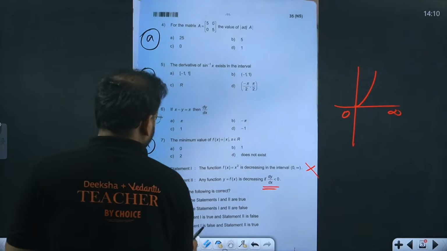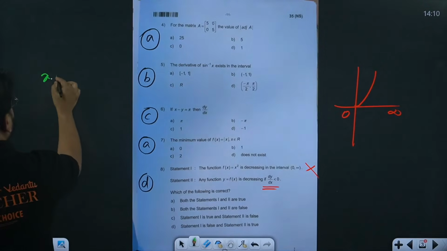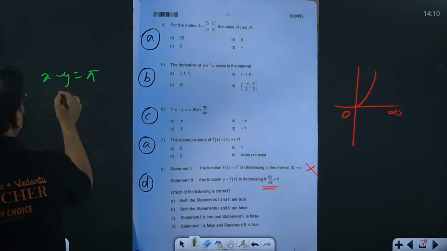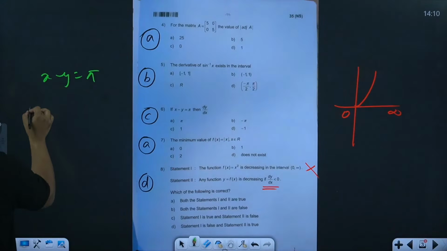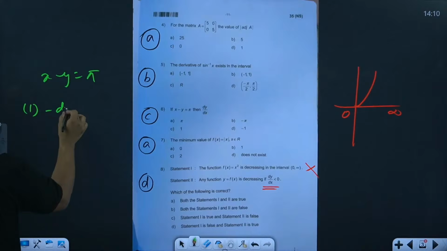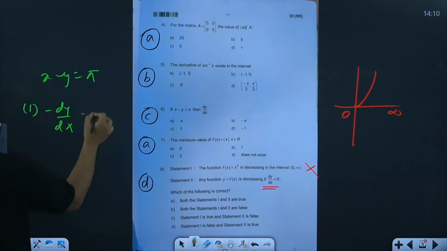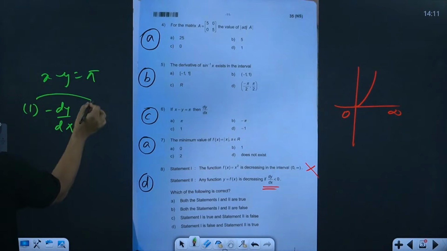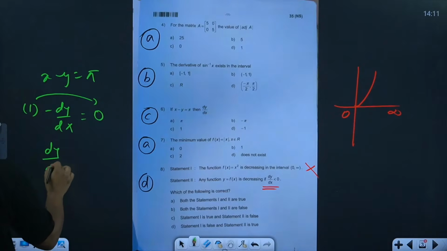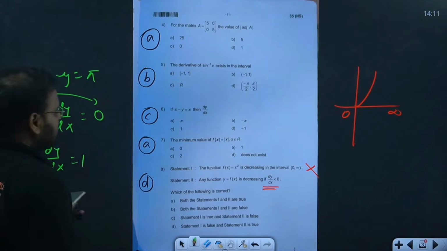6th one, if you're telling me x minus y equals pi, differentiate it. The derivative of x will be 1. It will become minus dy by dx. This will be the derivative of pi, so 0. 1 you move on this side. dy by dx becomes equal to 1. The answer is actually C only.